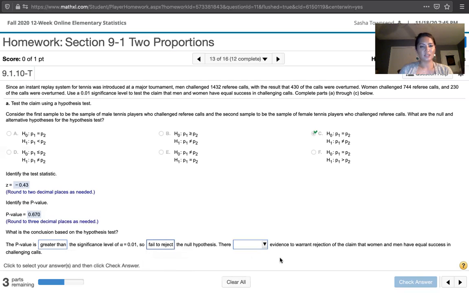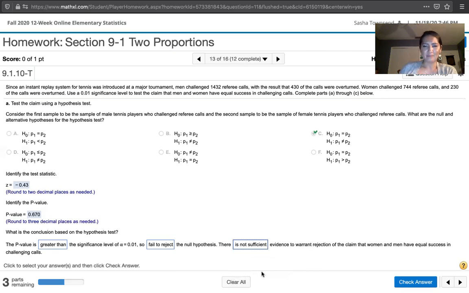So we'll fail to reject it, and then we will say something about the original claim. Now, the original claim was that the population proportions were equal to each other. And the population proportions are equal to each other in the null hypothesis, and we're failing to reject that null. So what we're saying is we do not have sufficient evidence to warrant rejection of the claim that men and women have equal success in challenging calls.